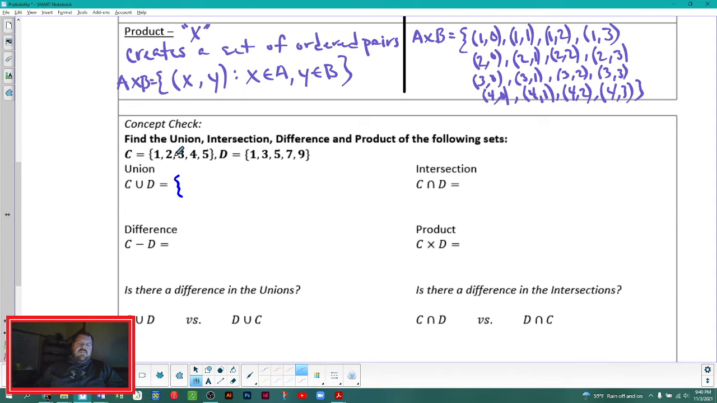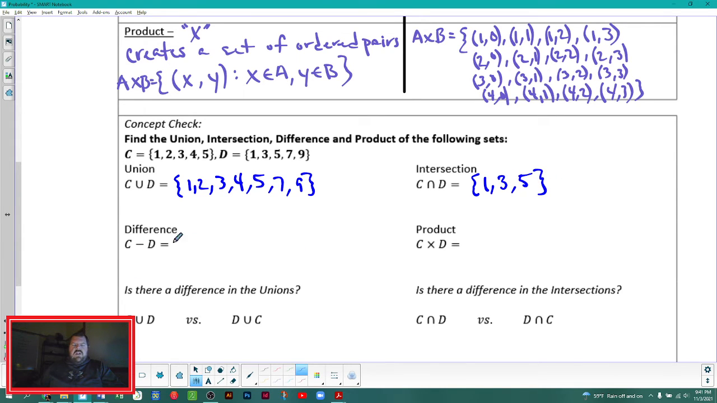The union of 1, 2, 3, 4, 5 and 1, 3, 5, 7, 9 would be 1, 2, 3, 4, 5, 7, and 9. It's every number that is included in either of the two sets. The intersection is just the ones that are in both of the sets. So we're looking at 1, 3, and 5.